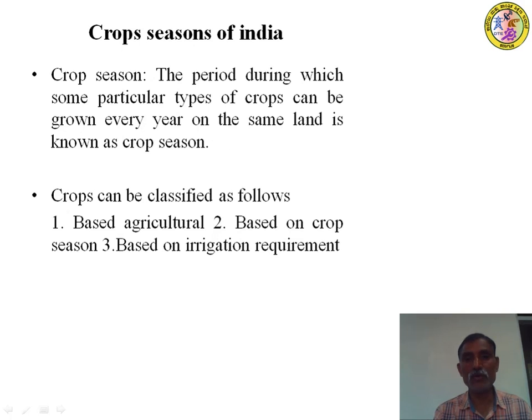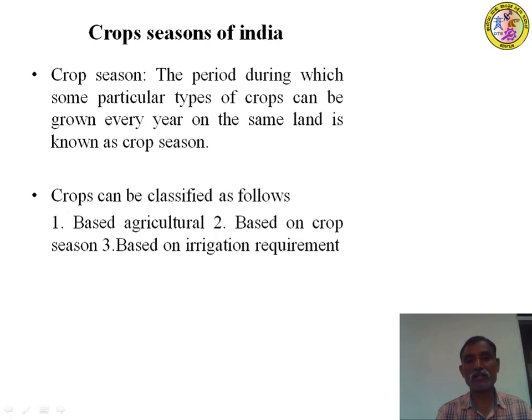Crop season: the period during which some particular types of crops can be grown every year on the same land is known as the crop season. Crops can be classified on the following basis: based on agriculture, based on crop season, and based on irrigation requirements.